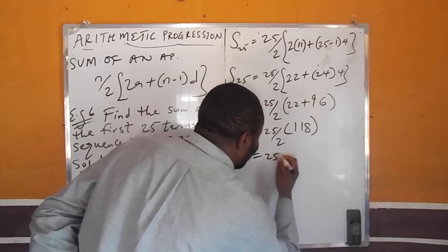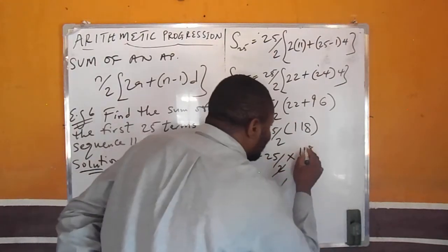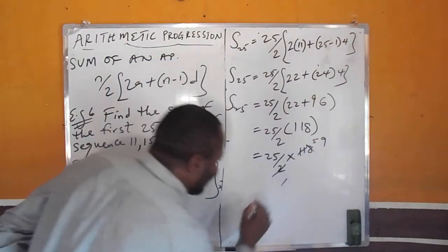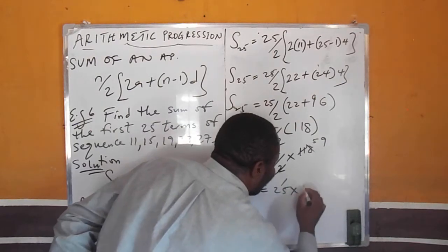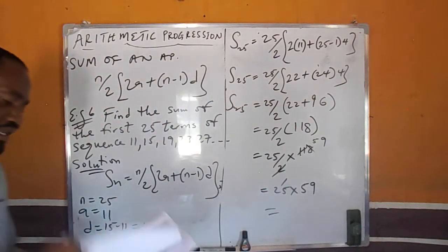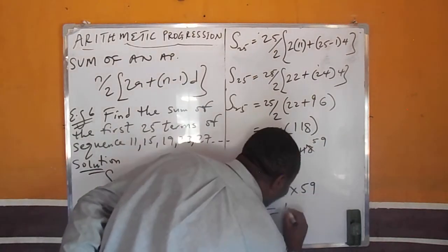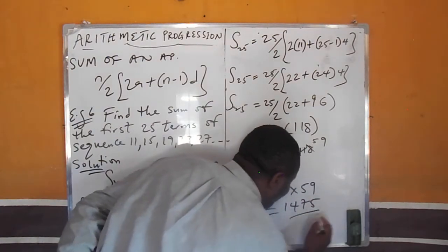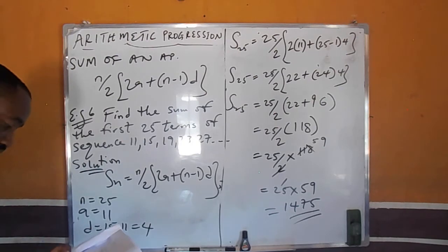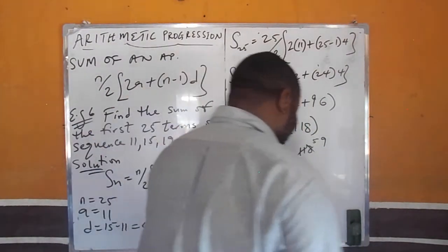Which equals to 25 all over 2 times 118. Half of 118 is 59, which equals to 25 times 59, so our final answer is 1475. 25 times 59 gives us 1475. That is our final answer for that question. We move to the next question.